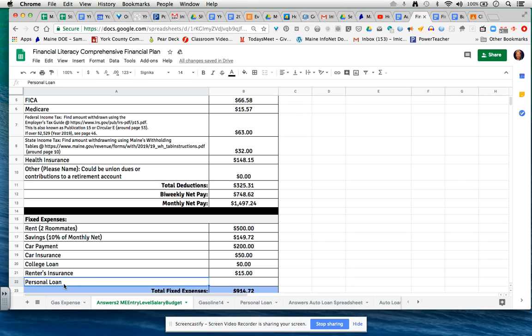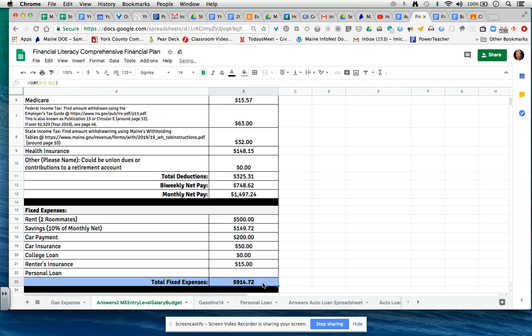Personal loan, it will be a fixed expense because it remains the same from month to month. You're going to type in equals the name of the sheet that you're copying from. So apostrophe personal loan apostrophe, and then exclamation point, B, dollar sign B, dollar sign 5, which is the cell. So equals, and that should do it. Let's see if it did. Yep. So it took the amount from your personal loan and linked it.